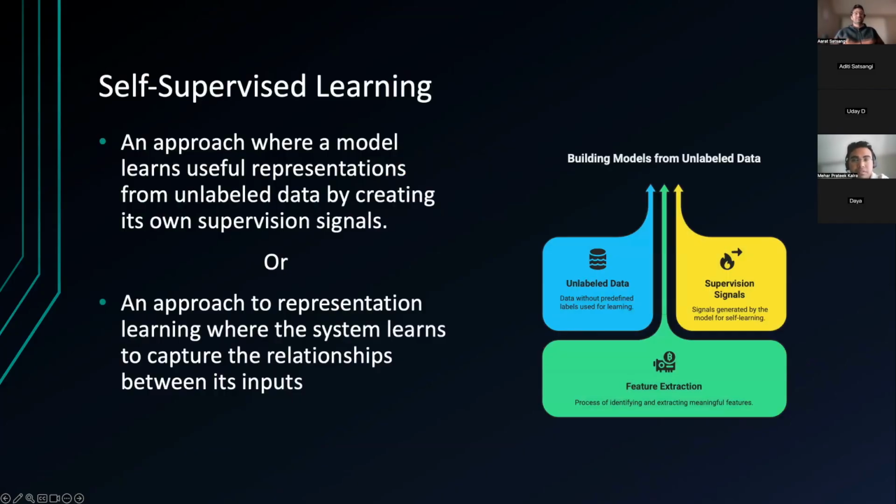So what is self-supervised learning? Self-supervised learning is an approach where a model learns useful representations from unlabeled data by creating its own supervision signals. Or you can say an approach to representation learning where the system learns to capture the relationships between its inputs. So it is learning the pattern in the data. That is what self-supervised learning is, because you don't have any labels. So you're creating your own labels.